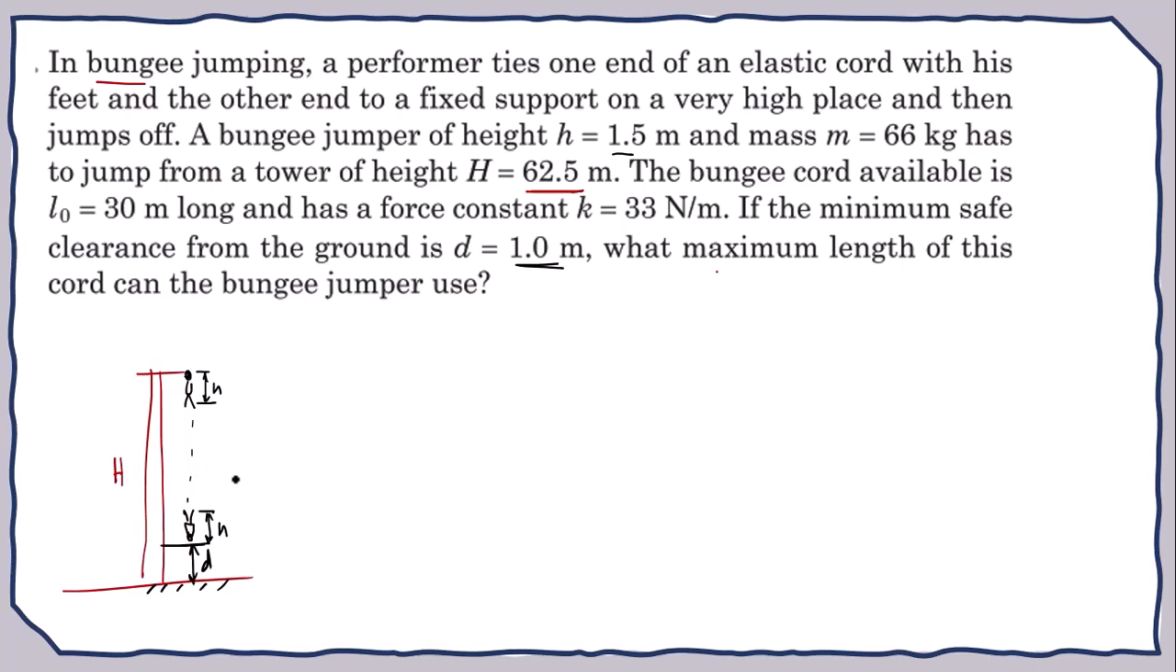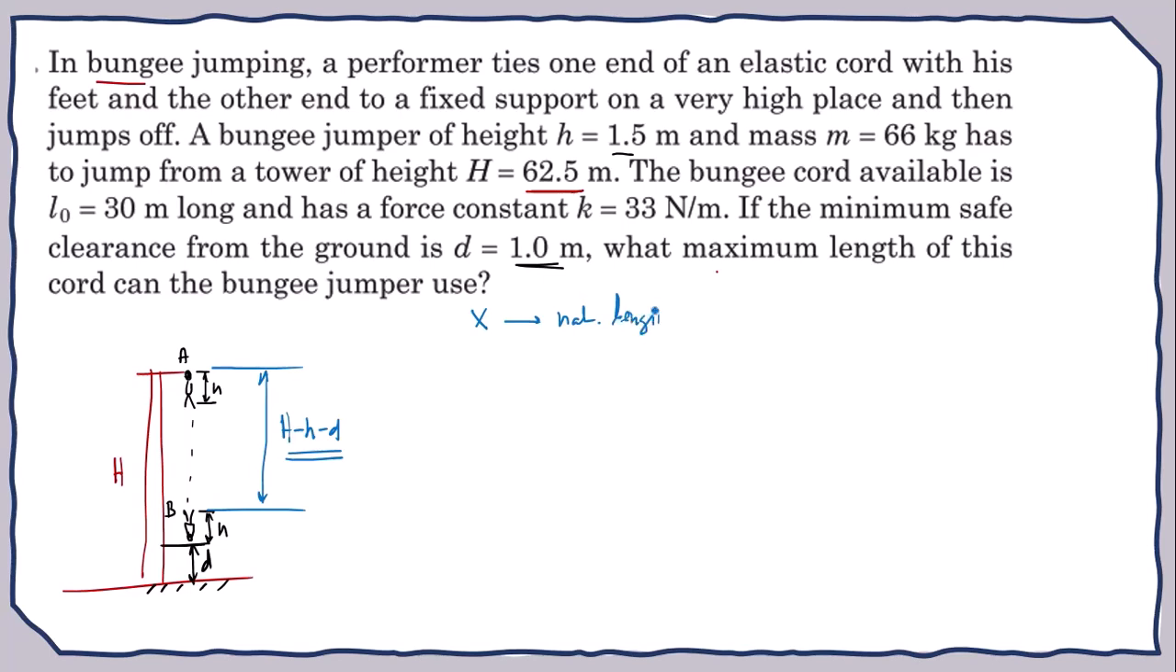Now, the total height dropped. A is the initial position of the bungee jumper, and let us say B is the final position. Can I say the drop in height is capital H minus small h minus d? So this is the height change, and because of that the potential energy will come. Let x be the natural length of the string that has been used.